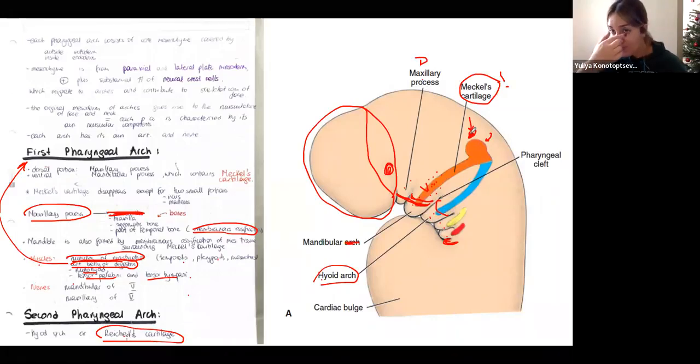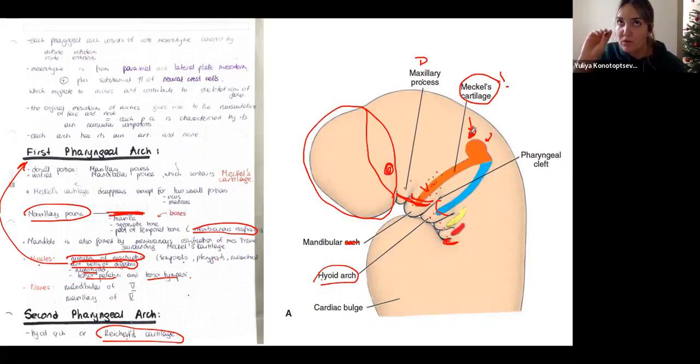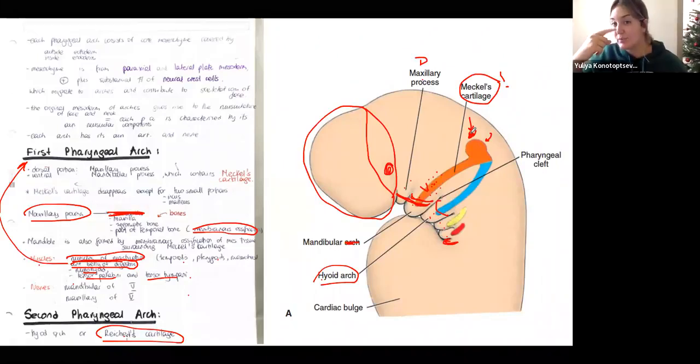We have the optic placode. We'll talk about them next semester, neuroembryology, neurohistology. They give rise to the majority of the things in the eye. We have the otic placode. They give rise to the nerve parts of the inner ear, like cochlea, vestibule, semicircular canals. And we have the nasal placodes. They will give rise to your nose. We'll talk about it today.